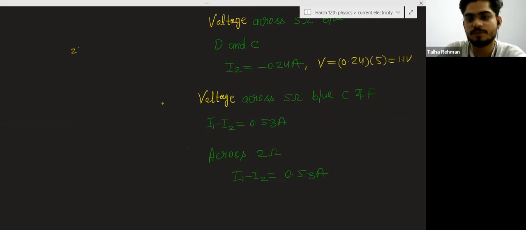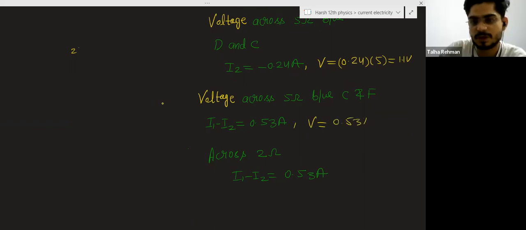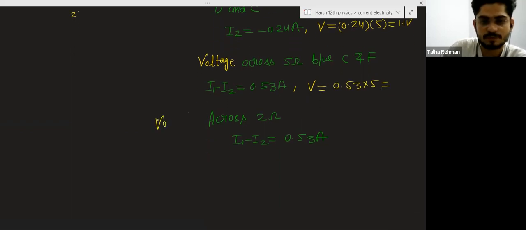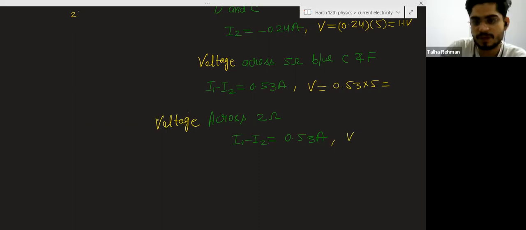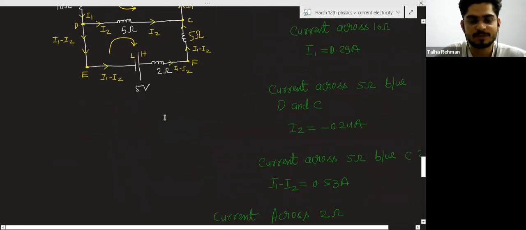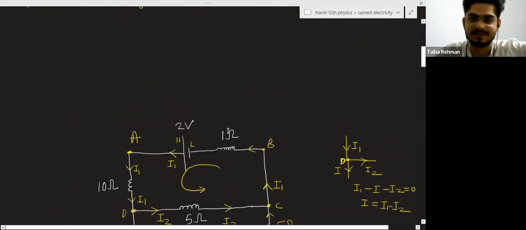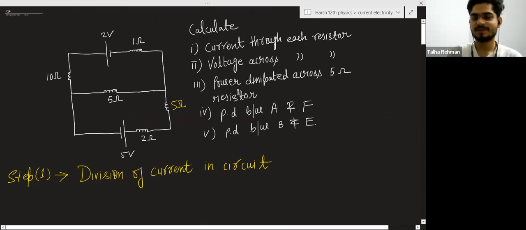Voltage across the other 5 ohm: here also, 0.53 into 5. You can calculate it. So voltage across 2 ohm is V equal to 0.53 into 2. So we have solved 2 parts of the question, and 3 parts are still remaining, so we can solve them.